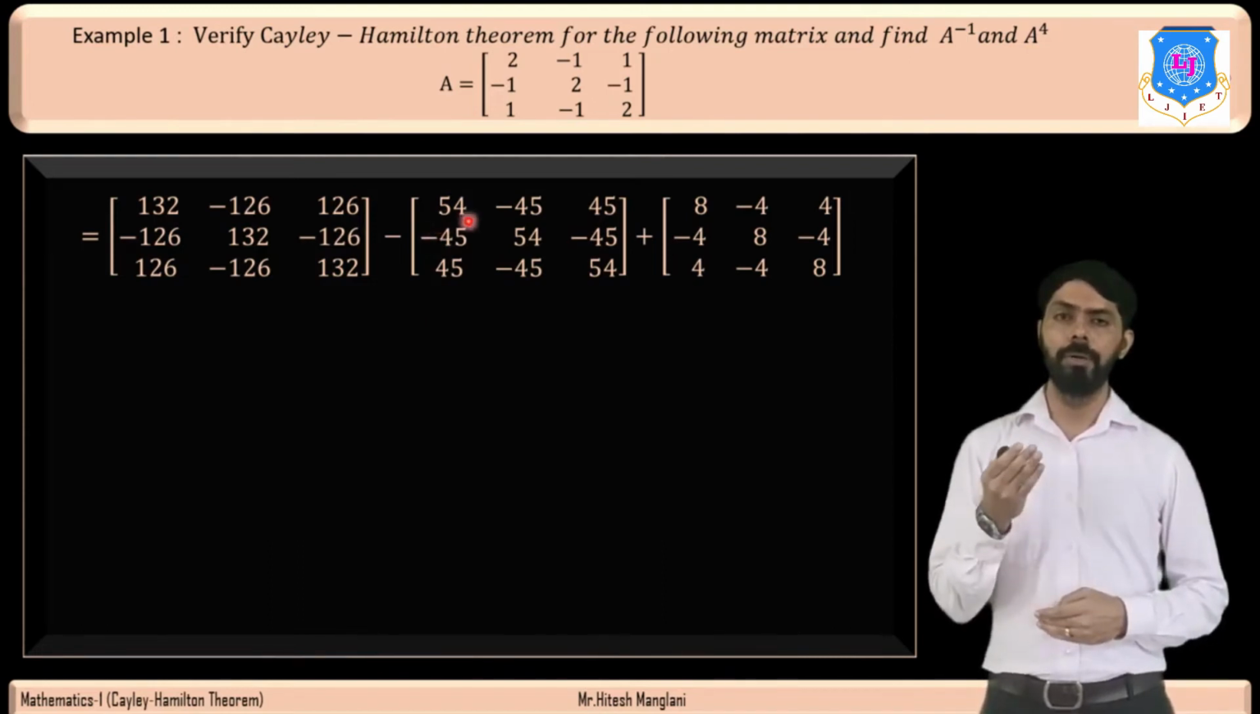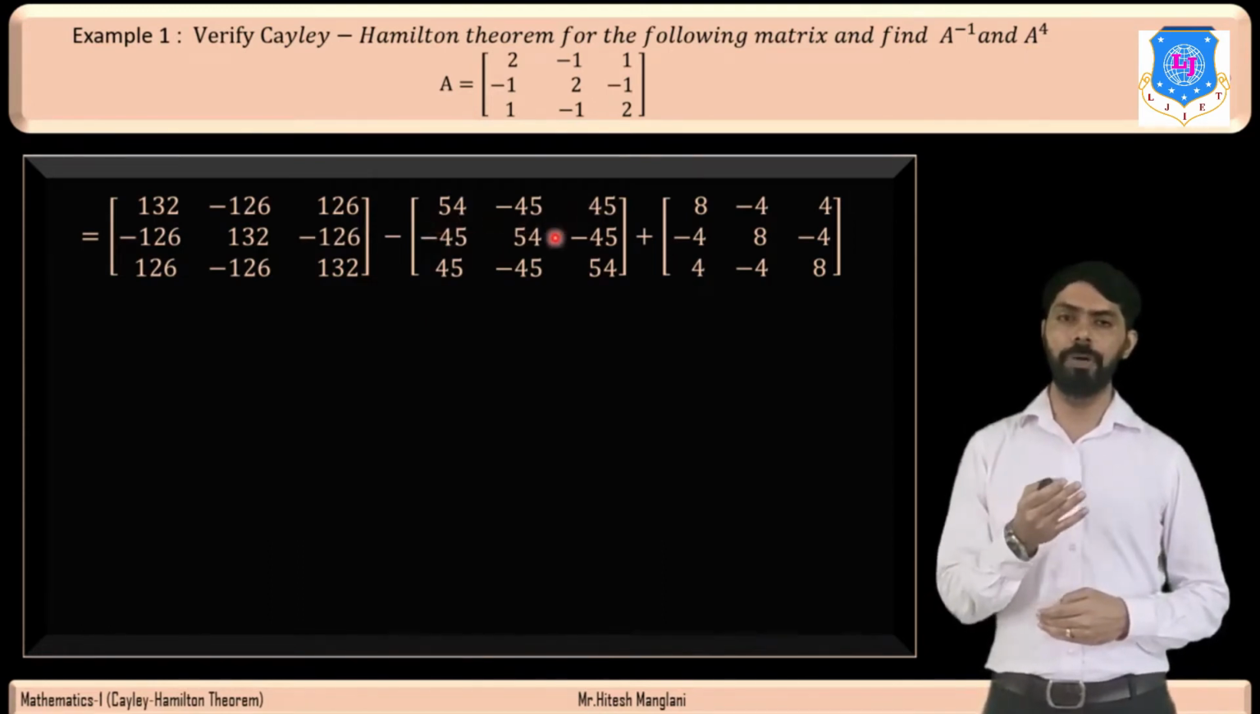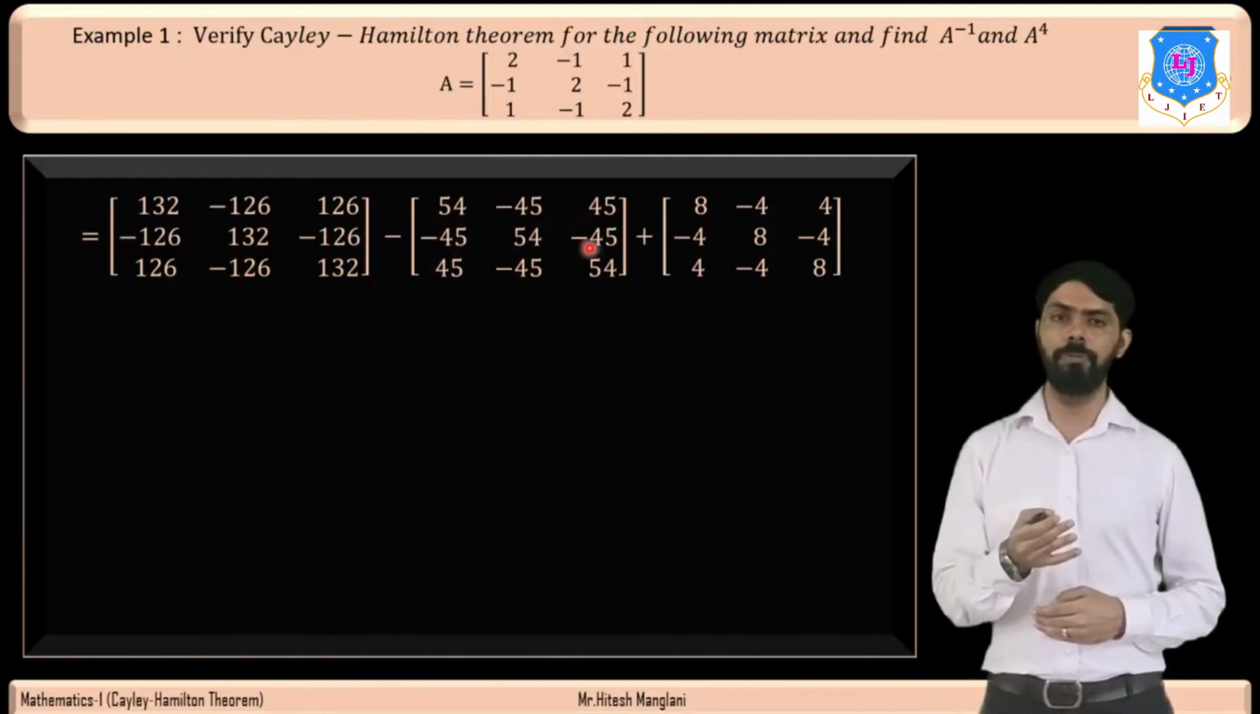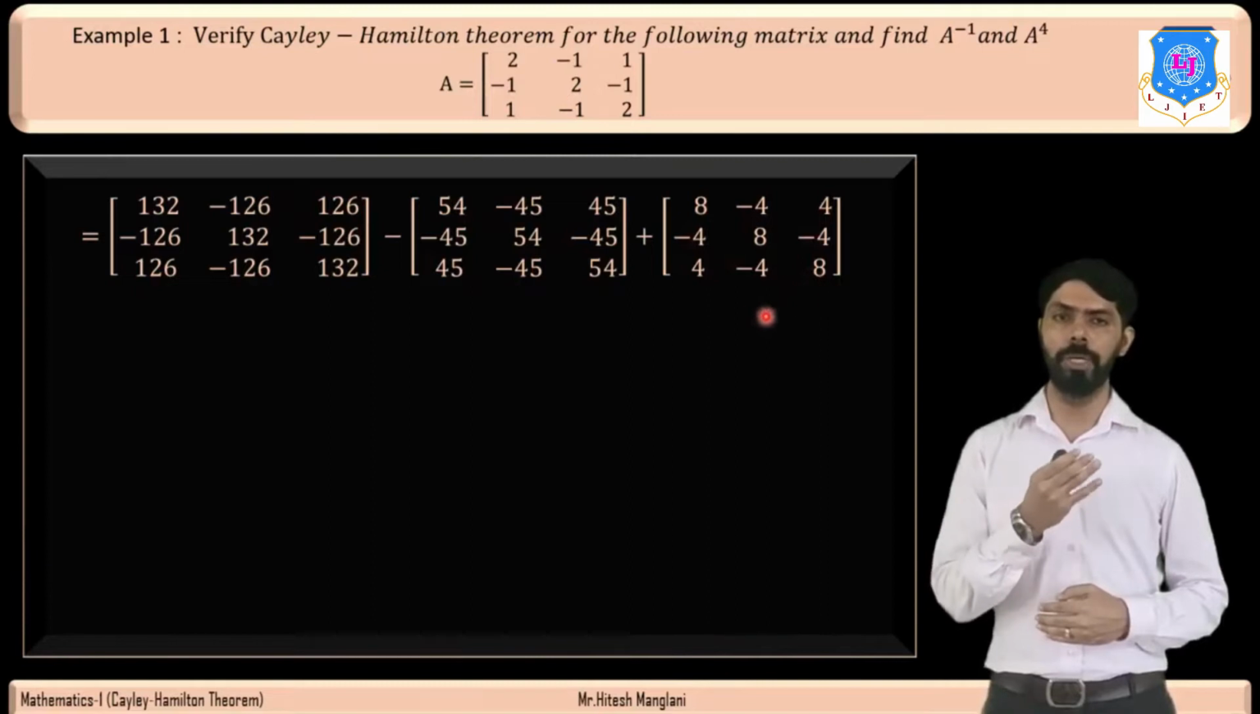So it will be 54 minus 45, 45 minus 45, 54 minus 45, then 45 minus 45, 54, plus 4A. So we will have to multiply all the elements of A by 4. So it will be 8 minus 4, 4 minus 4, 8 minus 4, 4 minus 4, 8.